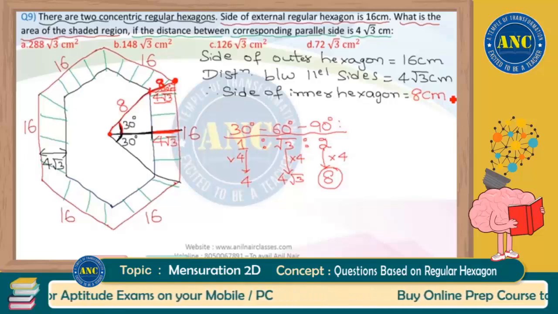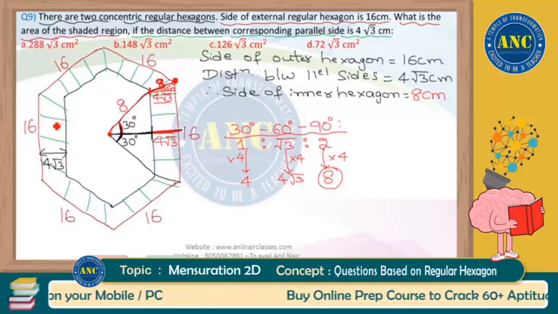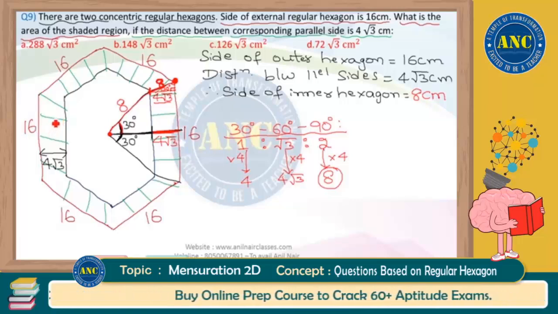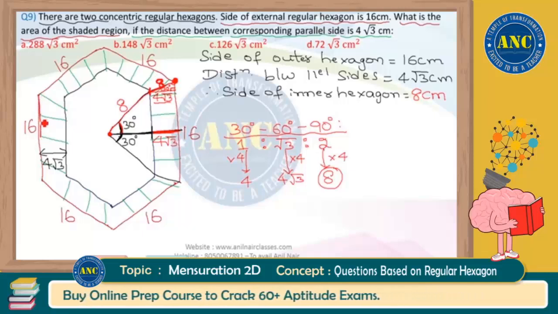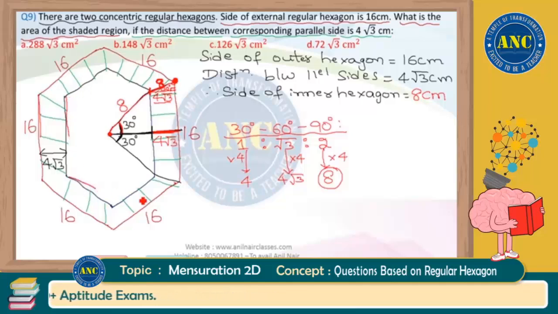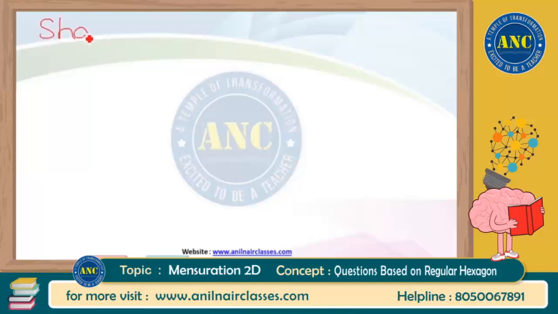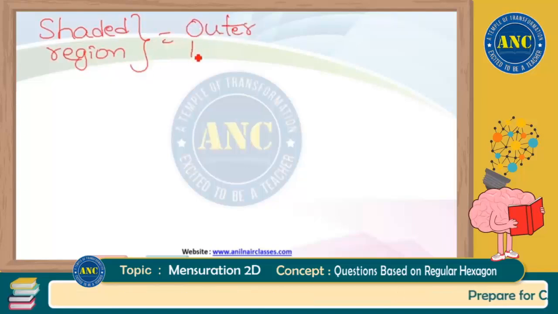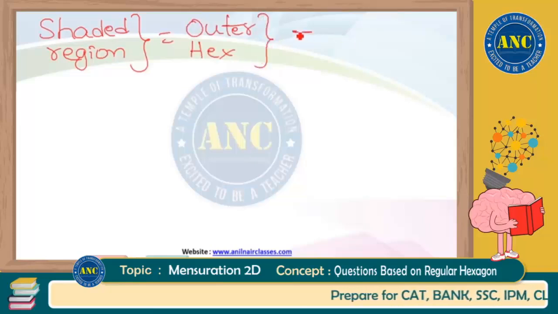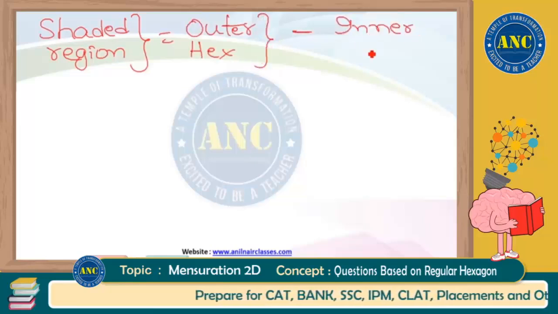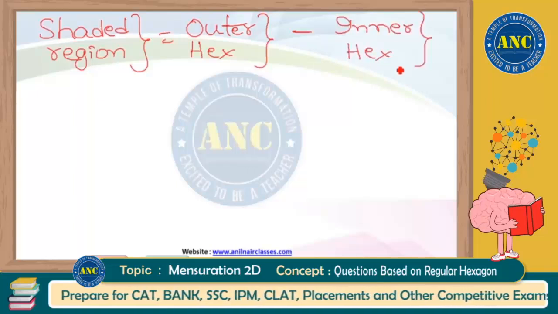Now, what is the area of the shaded area? What is the area of the shaded portion? Area of the shaded portion is the outer hexagon. Take out this outer hexagon area and remove this inner hexagon area. You are left with only the shaded portions in that case. That means the area of the shaded region is nothing but the area of the outer hexagon; from that outer hexagon, if I remove my inner hexagon, I will be left with only the shaded portion.